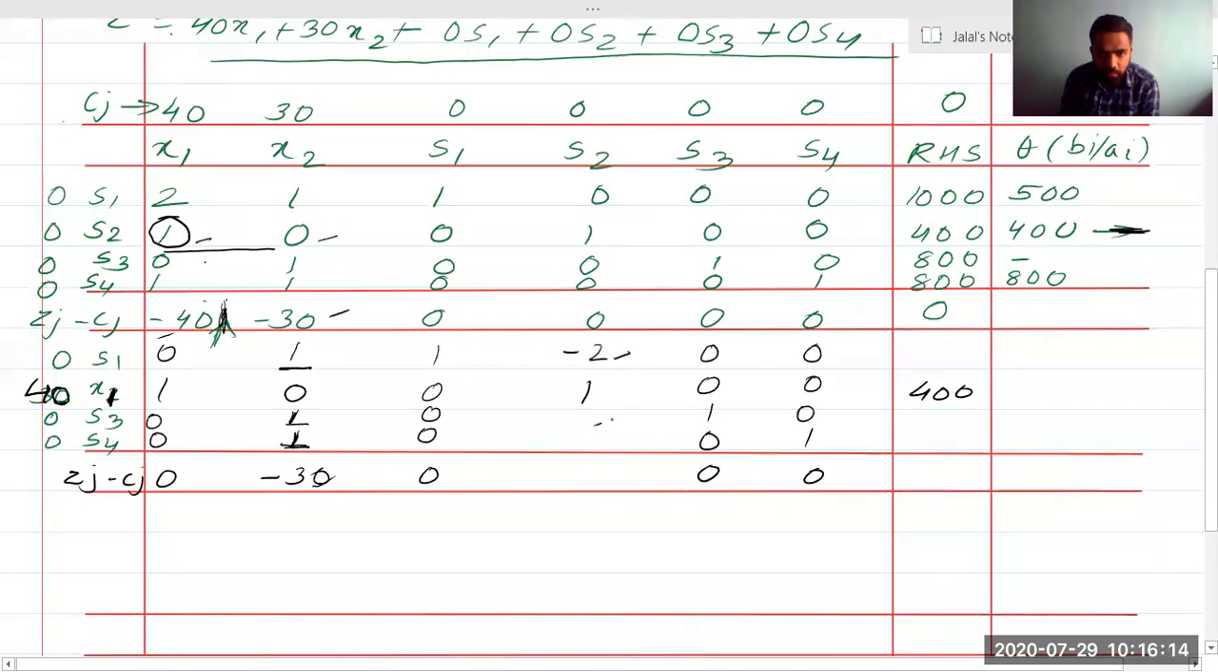Now if we need to find this value, what will it be? 1 into 0 will be 0. 0 into 1 will be 0 divided by 1. So this will be 0. Again 1 into 0 minus 1 into 1 divided by 1 will be minus 1. We need to find this. For finding this, 1 into 0 minus of minus becomes plus, 40 into 1 is 40. 40 divided by 1 is 40. Okay. Now we need to find this value.